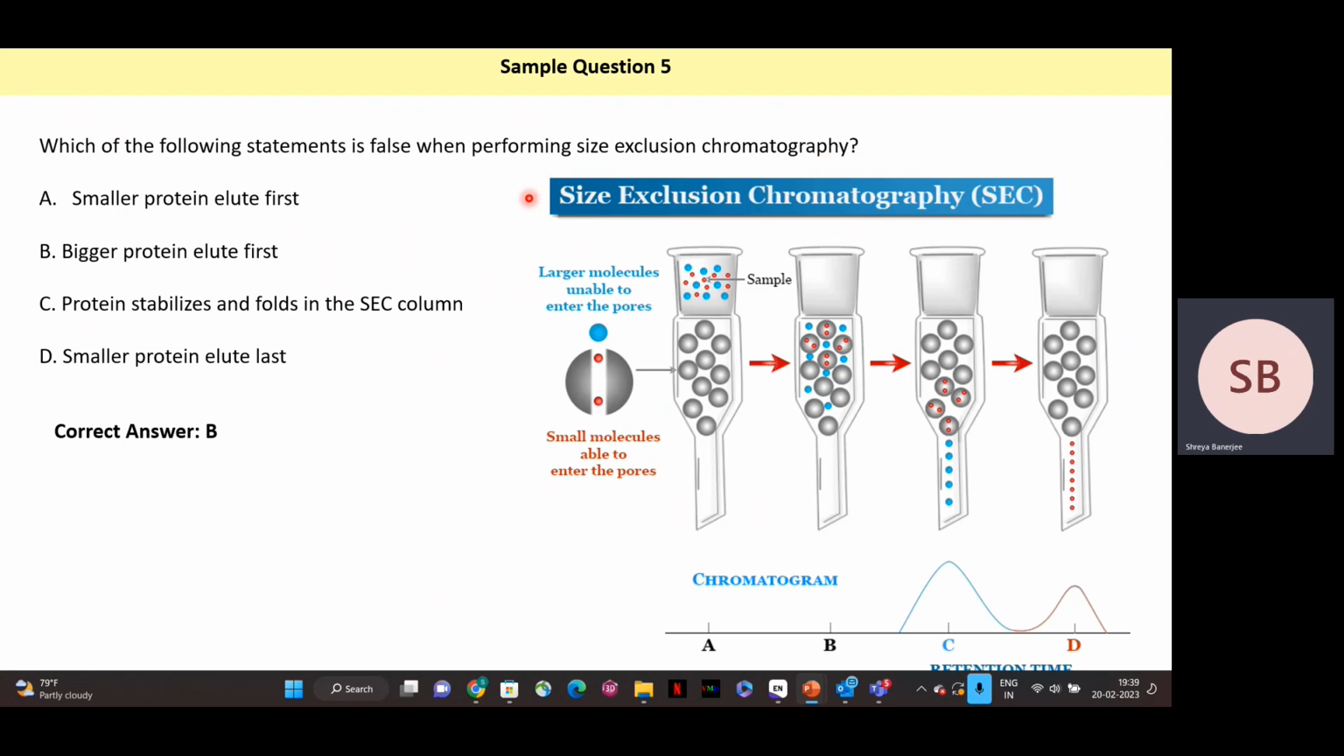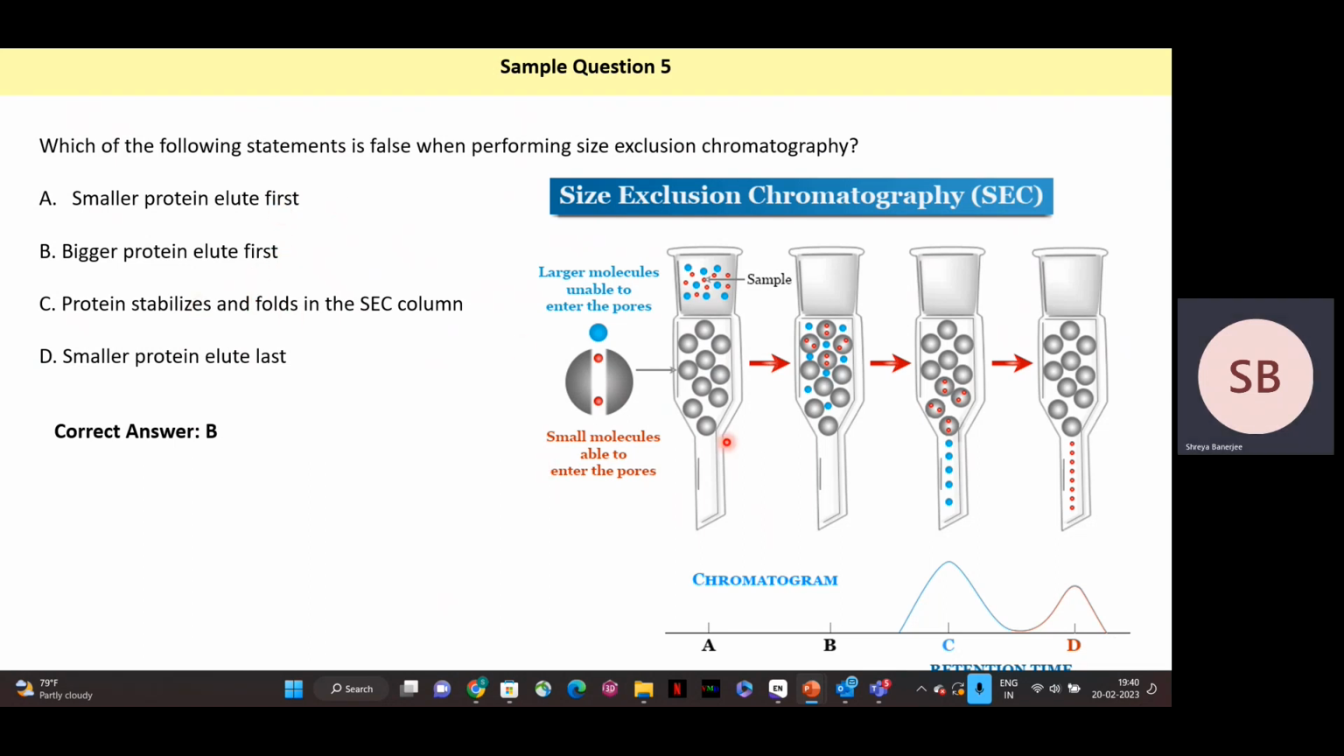So to recap, in size exclusion chromatography, you have these porous materials, which act as your filter, and the pores in these materials can accommodate small molecules, but the large molecules cannot enter the filter. So the large molecule is eluted first, that is, it comes out of the column first, and then eventually the smaller molecules come out later. So in size exclusion chromatography, smaller protein is eluted first, that is false.